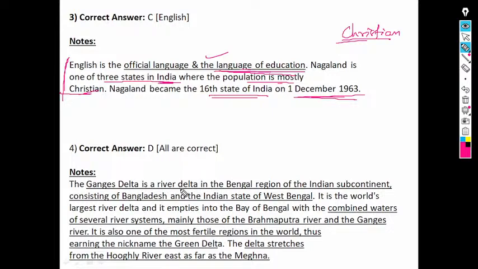December 1963. The Ganga Delta is the river delta in the Bengal region of the Indian subcontinent, consisting of Bangladesh. Ganga Delta, it will be more clear also.